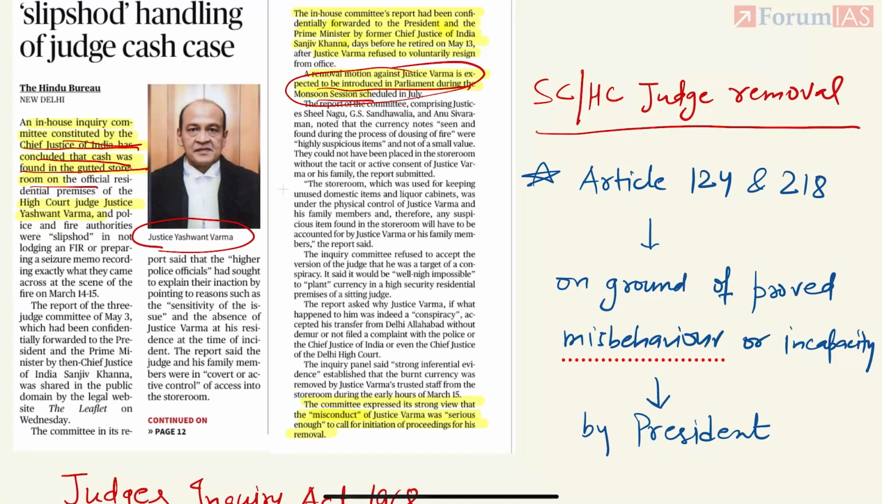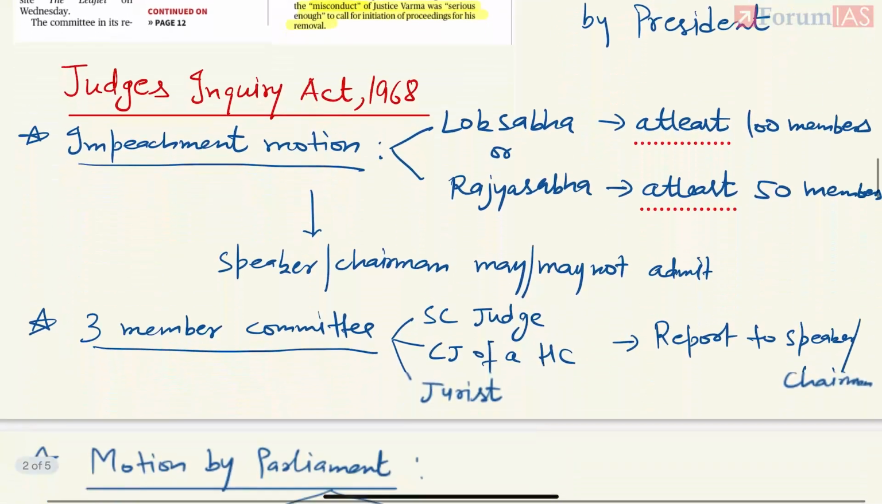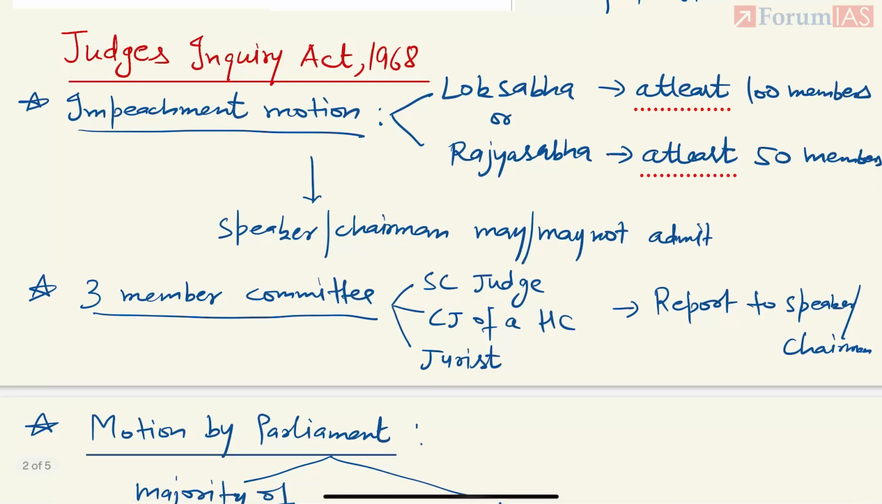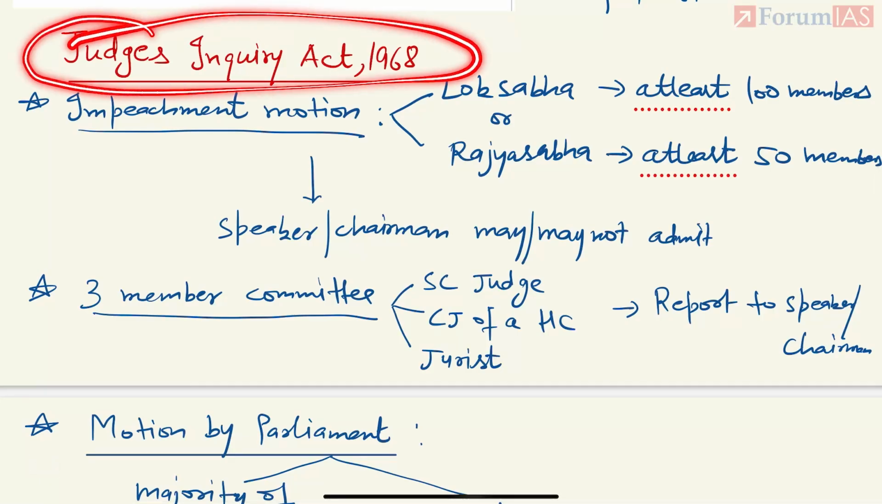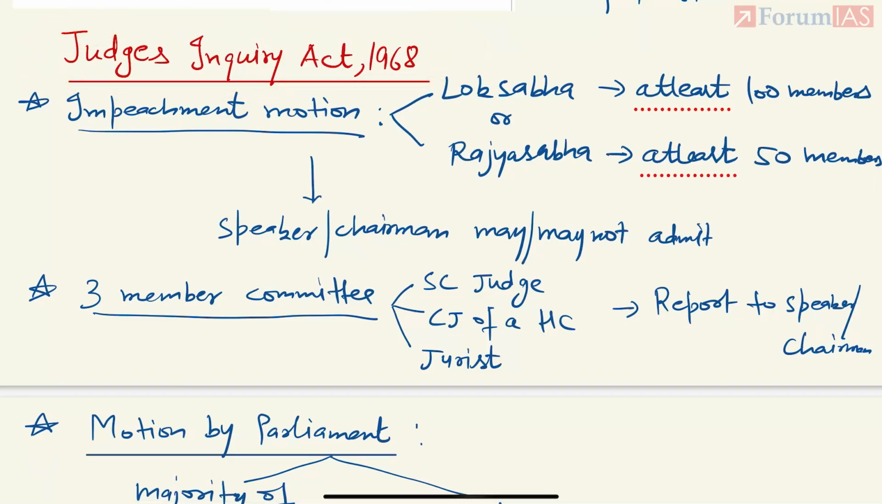The report found the behavior of the judge to be proved misbehavior and misconduct, which is explicitly mentioned in the report by the Chief Justice. The removal is finally done by the President. The removal of the judges of the Supreme Court and High Court is done under the Judges Enquiry Act of 1968, where the detailed procedure is mentioned as to how to remove a judge.